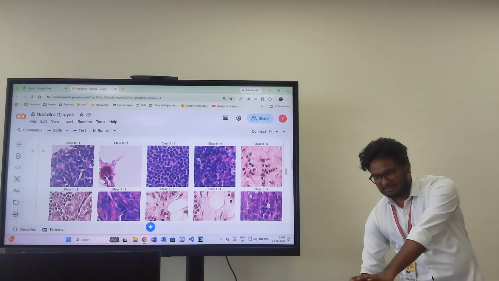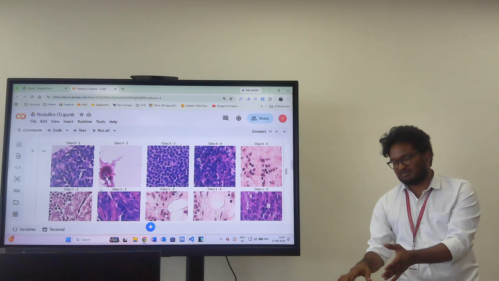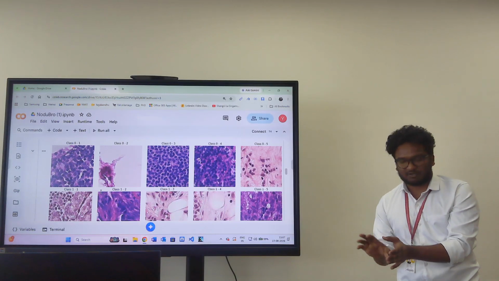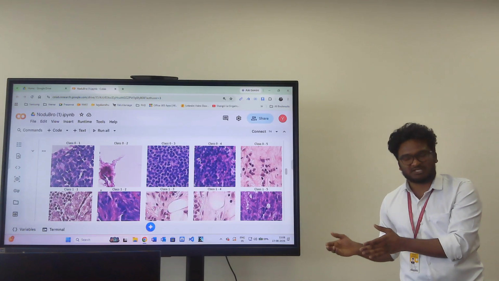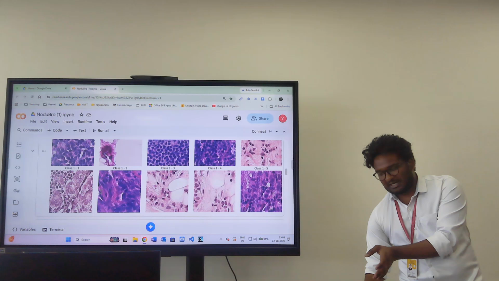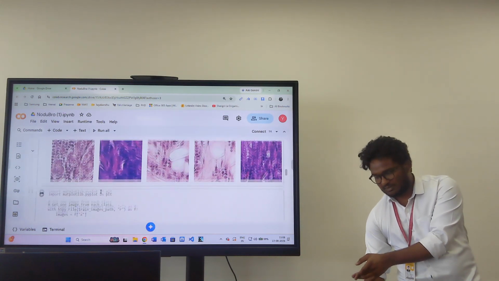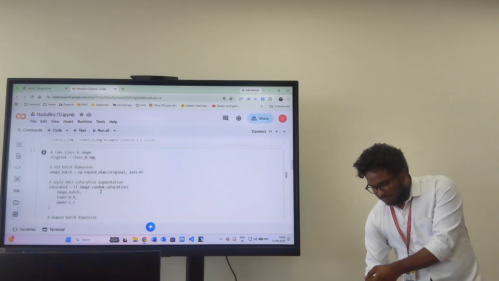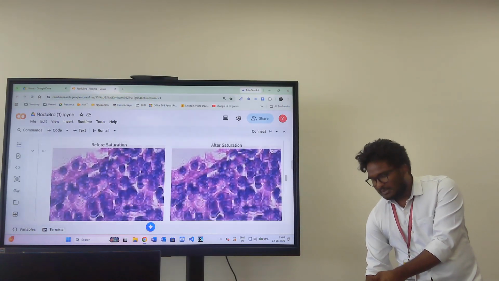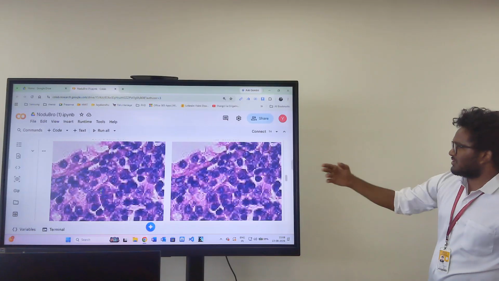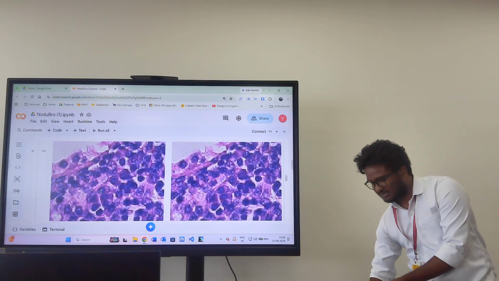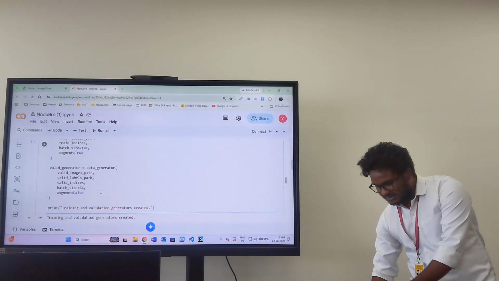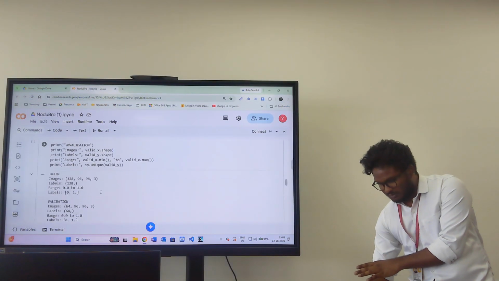here the printing of class 0. The first row is for class 0, which is without cancer, and the second is for with cancer, class 1. I also showed the image numbers 1, 2, 3, 4 like that. And here is the image before saturation and after saturation, how it looks. Similarly, I used it to generate everything like that.